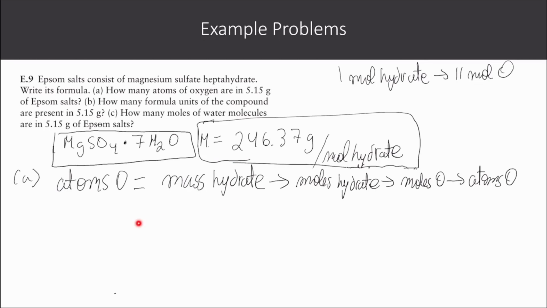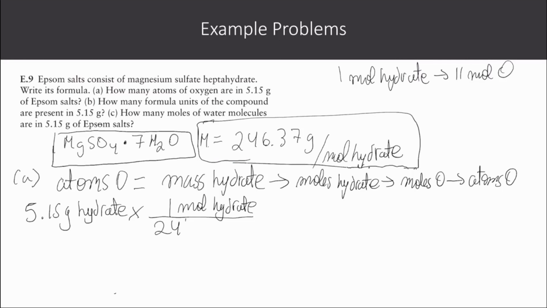Okay, so let's set this up. We start with 5.15 grams of hydrate, and we need to multiply times the conversion factor that will get us to moles of hydrate. So that one is the molar mass that we just found. So for every 1 mole of hydrate, we have 246.37 grams of hydrate. Notice that grams of hydrate cancels out, and we're left with units of mole of hydrate on the top.